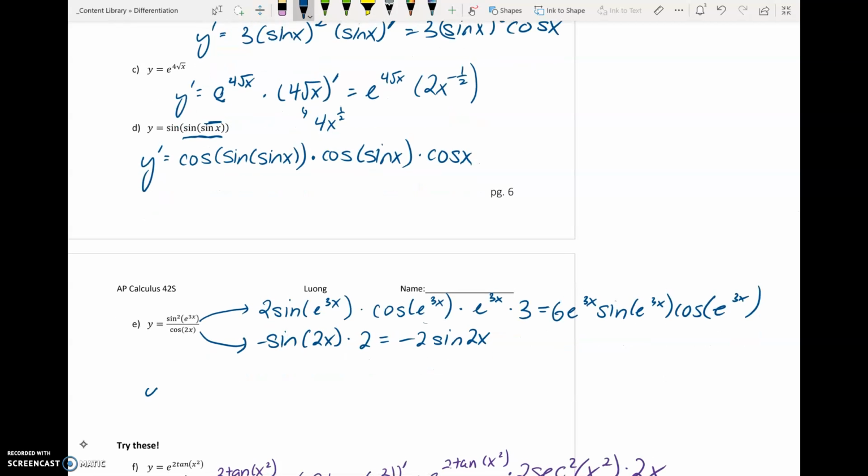Now let's put everything together using our quotient rule. We're going to do f prime of x. In this case, we're going to do the derivative of the numerator multiplied by g of x, our denominator, minus the derivative of our denominator multiplied by our numerator.